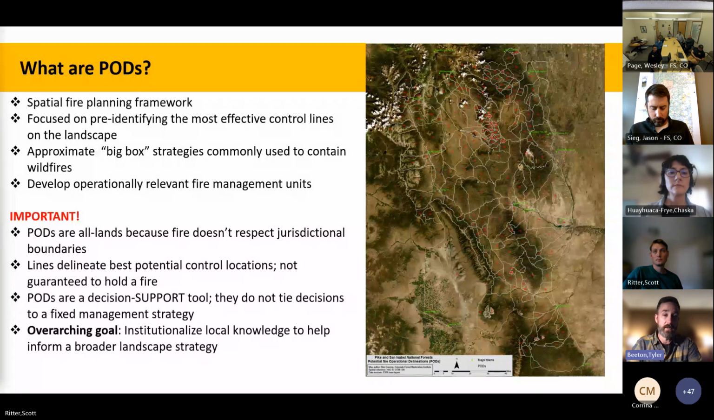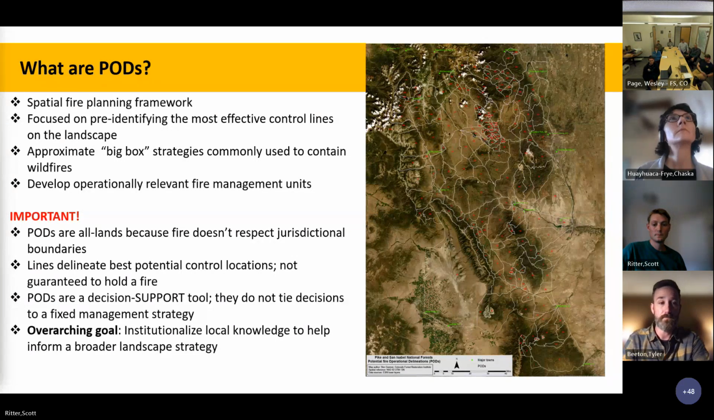The pods framework really approximates that big box strategy, that confine and contain strategy that firefighters have used for a long time in order to manage fire. So the concept itself is not novel. The novel piece about it is having folks come together to identify these control features before smoke is in the air, so that when there is smoke in the air, we already have pre-identified locations of where we want to control that fire, and where we can and where we cannot.